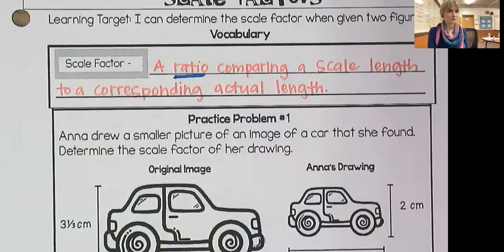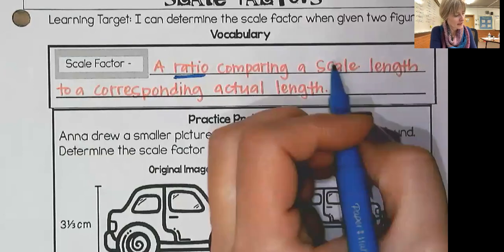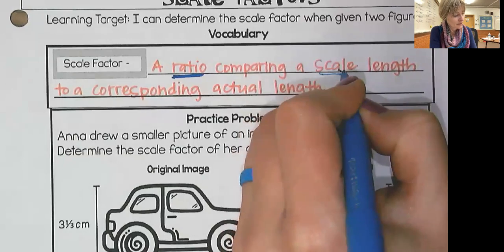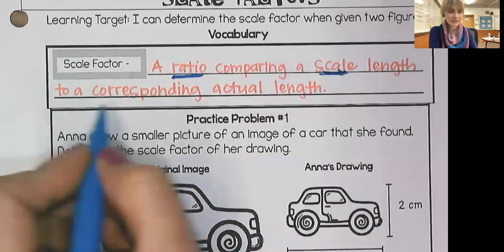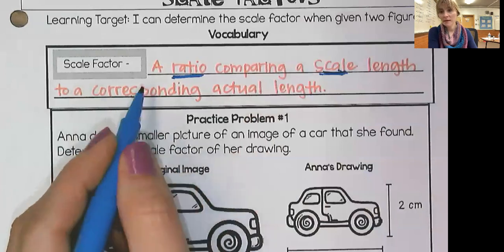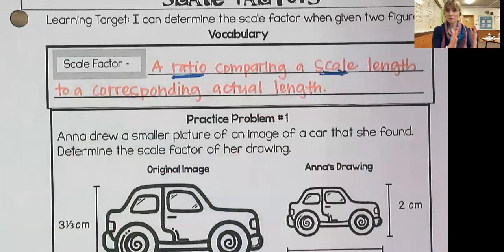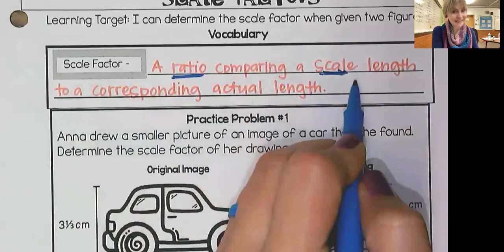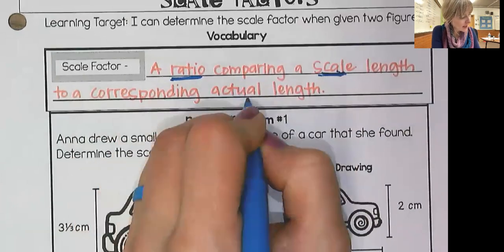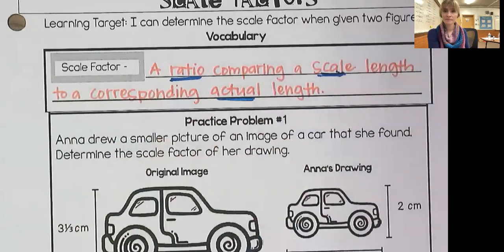Well, a ratio. We've dealt with those since like 5th grade now at this point. Did it a lot in 6th grade, did it even more this year. A ratio is a comparison of two numbers by division. We usually write them as fractions. A ratio comparing scale length to, this is the fancy word, corresponding. Corresponding just means matching. Which one does it go with? So comparing a scale length to a corresponding actual length.